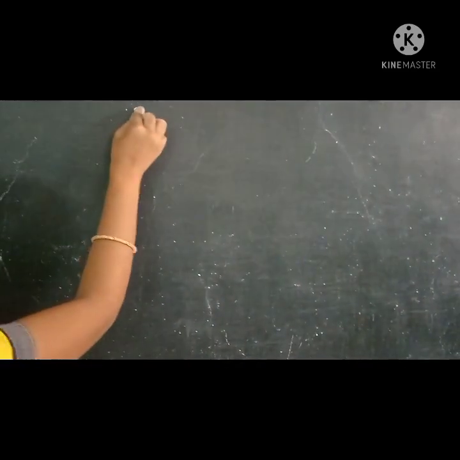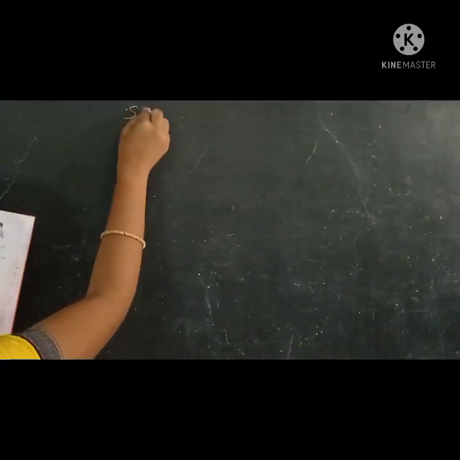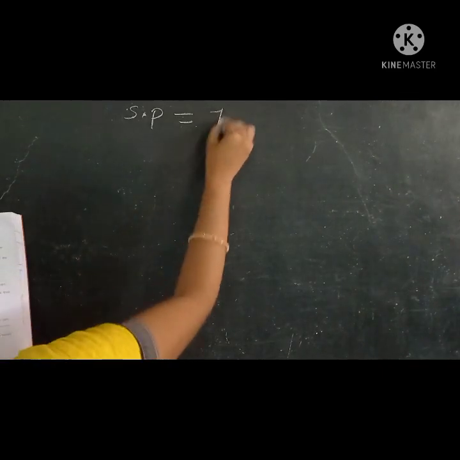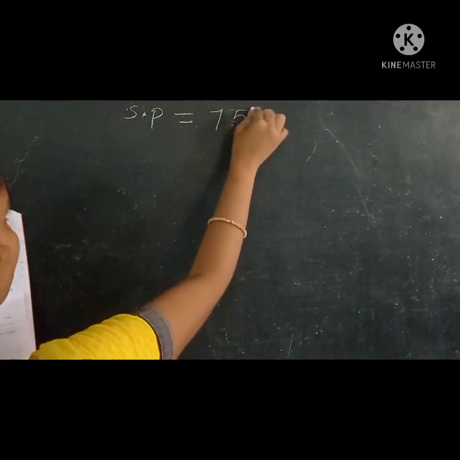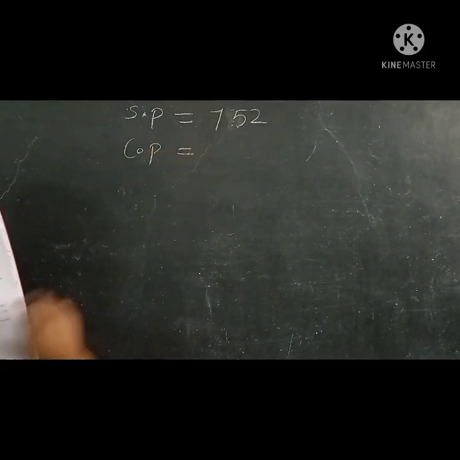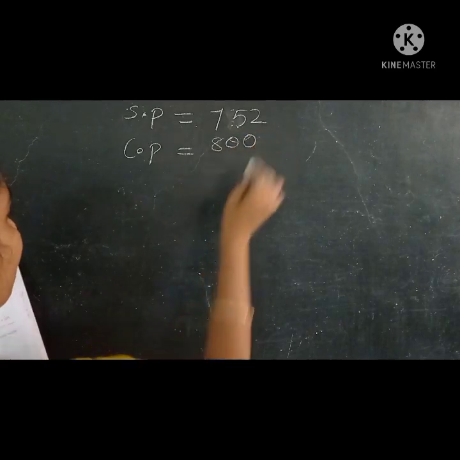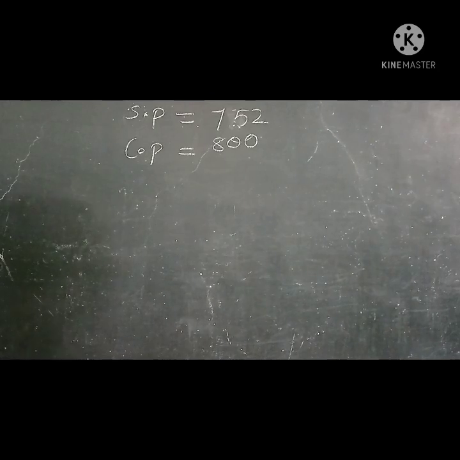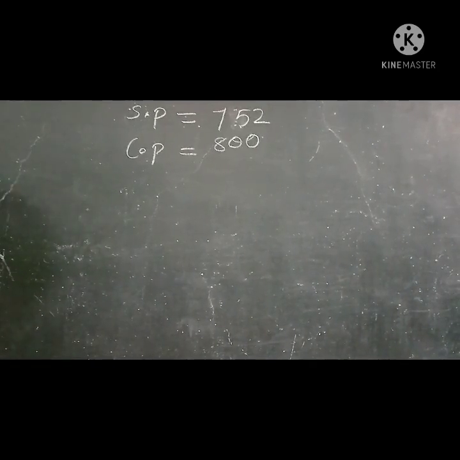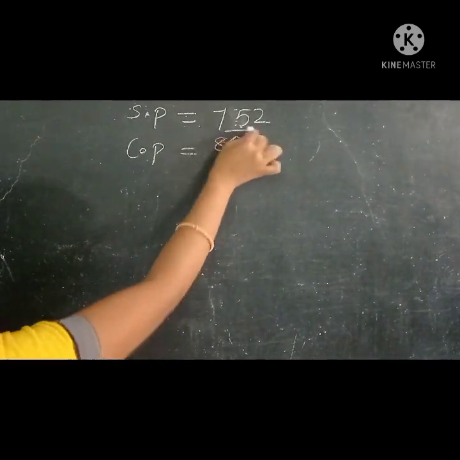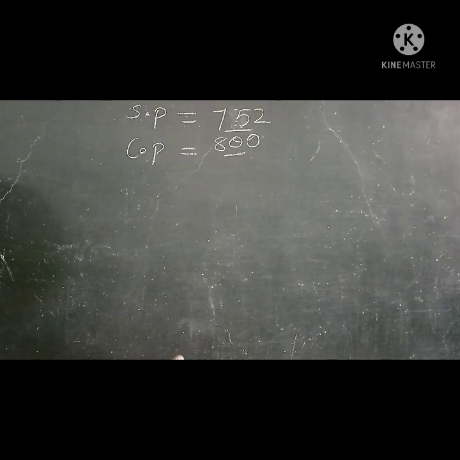Okay na? Third one, selling price is equal to 752 rupees. Cost price is equal to 800 rupees. Okay, cost price is equal to 800 rupees. Selling price is 752. So your profit or loss: cost price is 800, selling price is 752. So they get the loss.